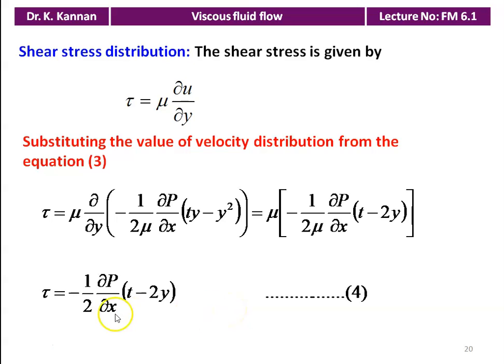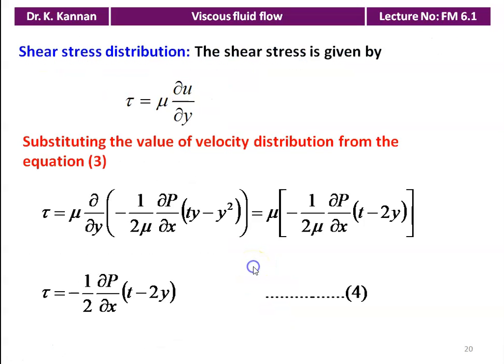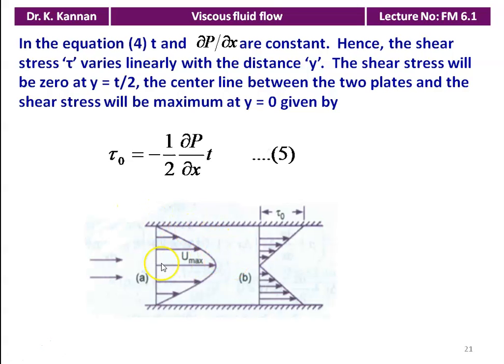Now we have two equations. This equation gives the shear stress equation, and the previous equation, equation number 3, gives the velocity distribution equation. Now we plot the two equations in the diagram. So the plot will be like this. So this is the plot, showing how the velocity is varying and how the shear stress is varying. Shear stress is maximum on the surface.